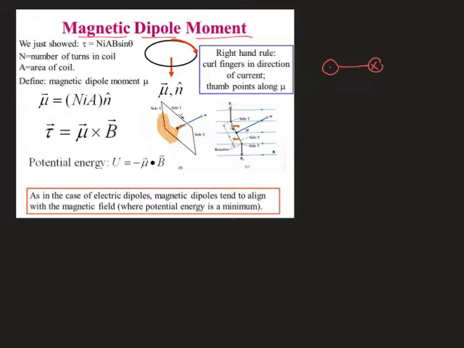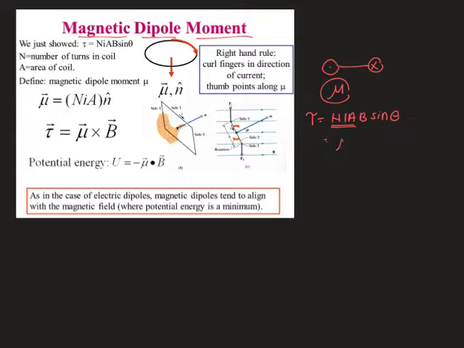The magnetic dipole moment is represented by mu. How do we use this mu? Before this we derived our formula: torque equals NIAB sine theta. Mu is basically NIA, which is the number of loops multiplied by the current multiplied by the area.